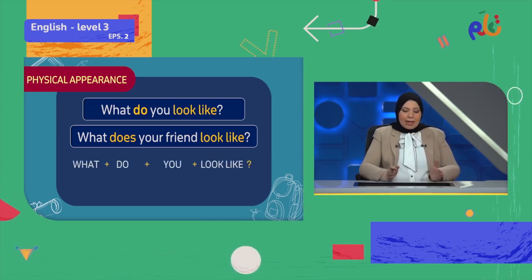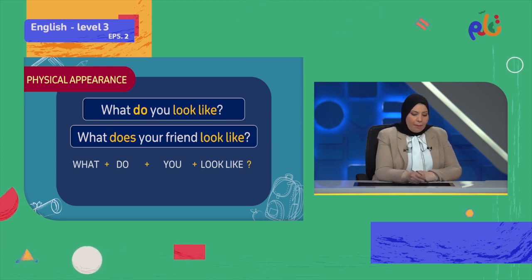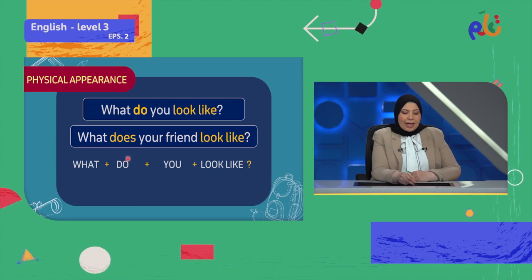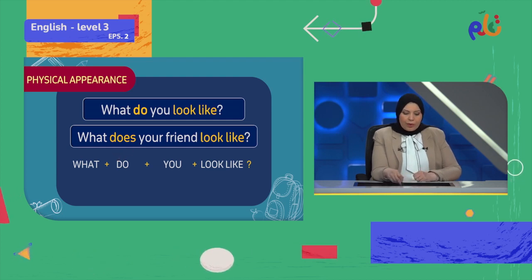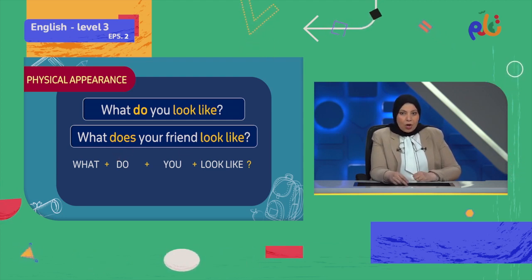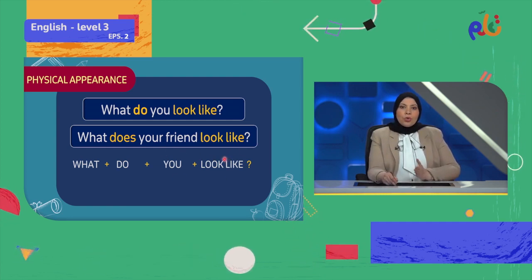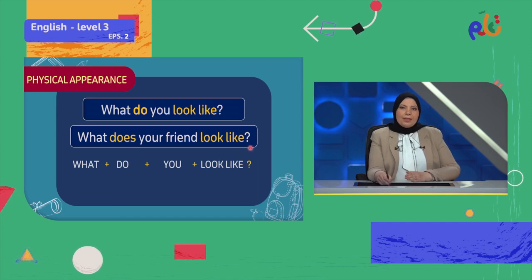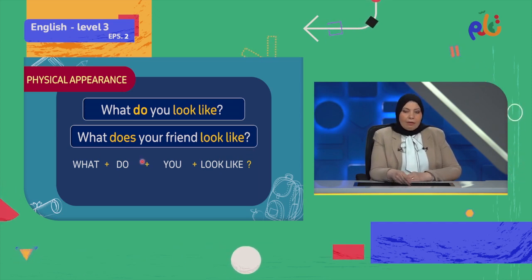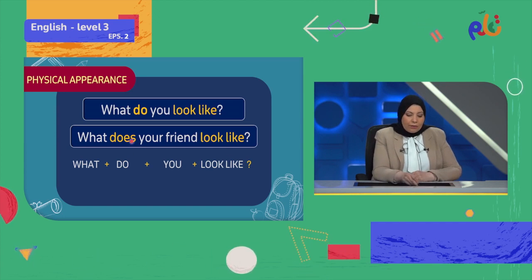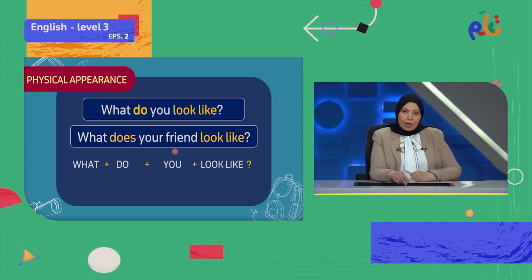So what is the structure of the question? We start with the WH, so we start with the WH question and then the helping verb which is do, and then the subject, you, and then look like. What do you look like? Look is the verb, and then like. So this is the form of the question that asks about description. Here we have do because we have you.